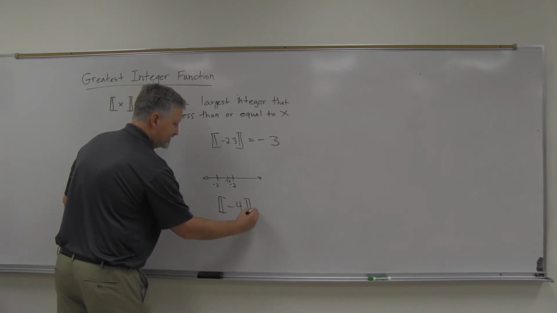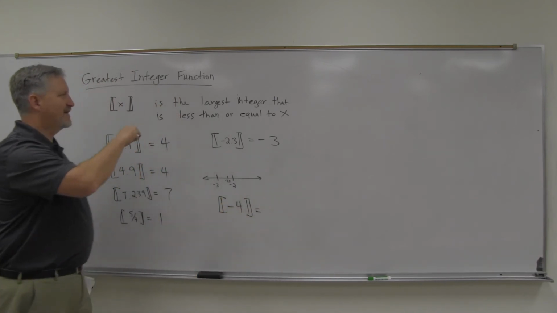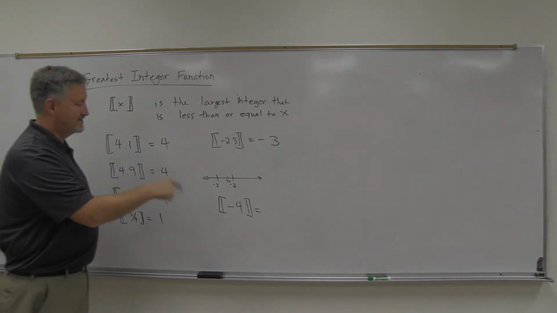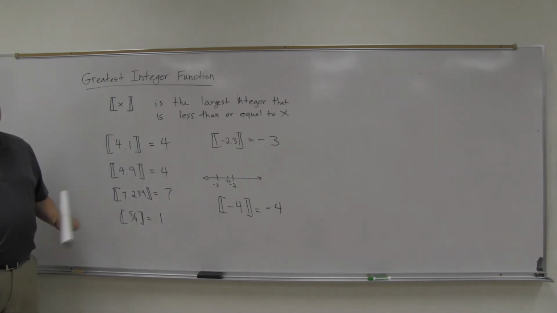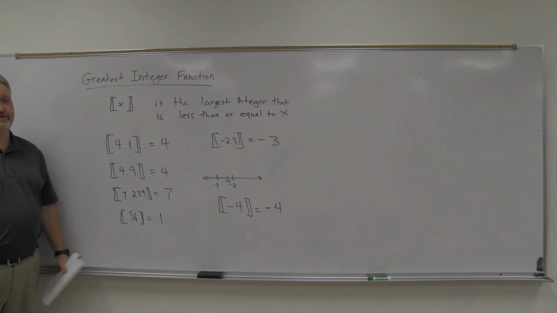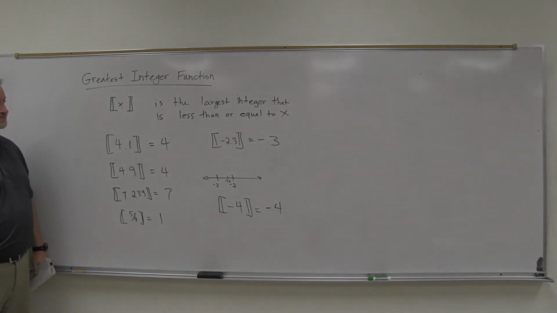Now, if you're on an integer, well, that's real easy because it's the largest integer less than or equal to x, and so the greatest integer of negative 4 is negative 4. So if you're doing the greatest integer of an integer, it's just the integer. So that's pretty sweet. Pretty nice. All right.